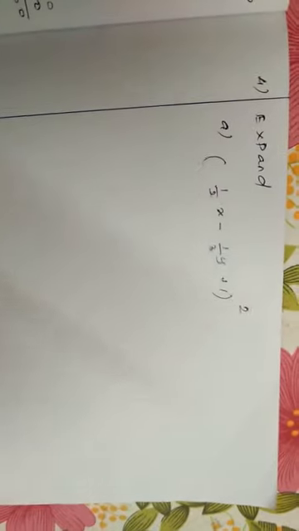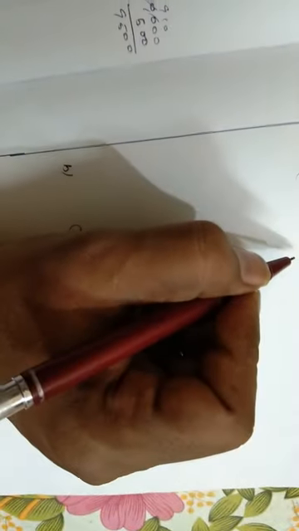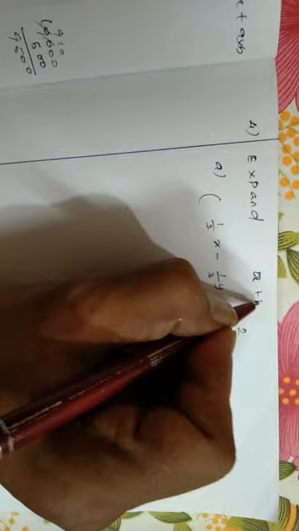Next problem, expand 1 by 2 into x minus 1 by 3 into y plus 1 the whole square. What identity are you going to use? a plus b plus c the whole square equal to a square plus b square plus c square plus 2ab plus 2bc plus 2ca identity.